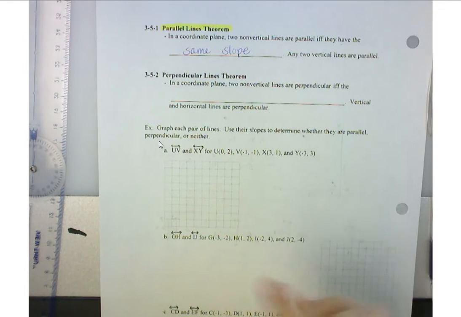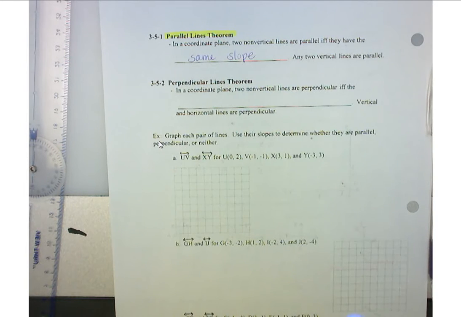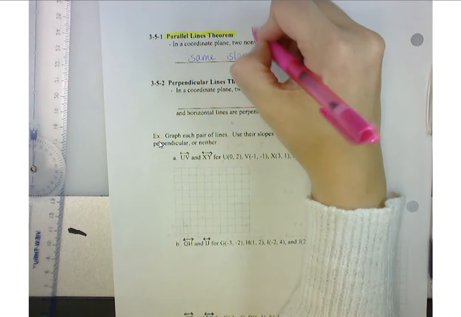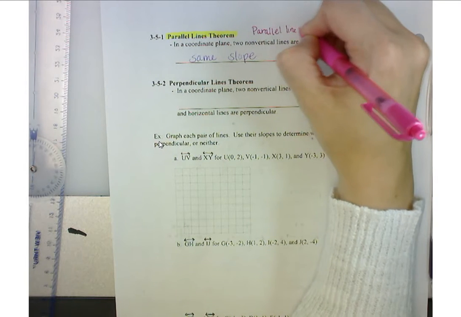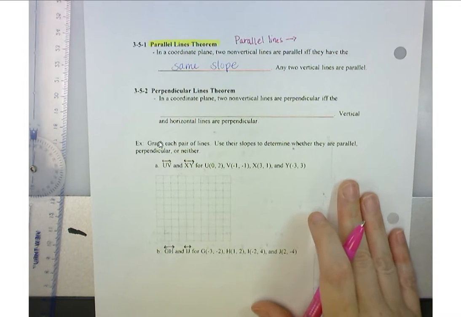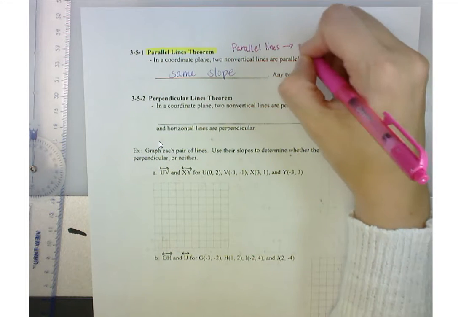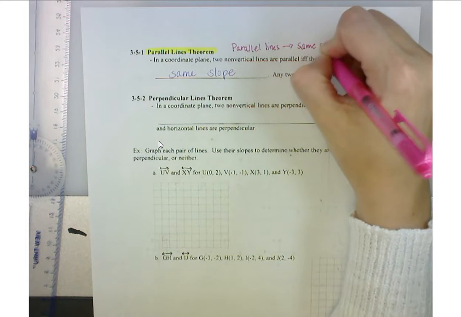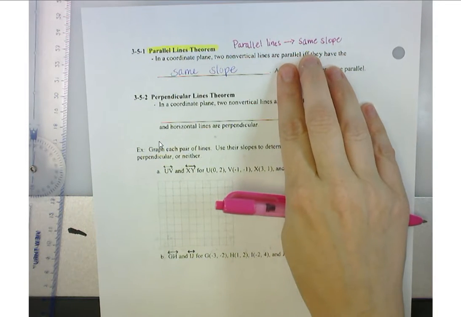So to recap, what this is saying is parallel lines are going to have what? What are parallel lines going to have? The same slope. Okay, so if the lines are parallel, they have the same slope. Okay, in a nutshell, that's what this is saying.